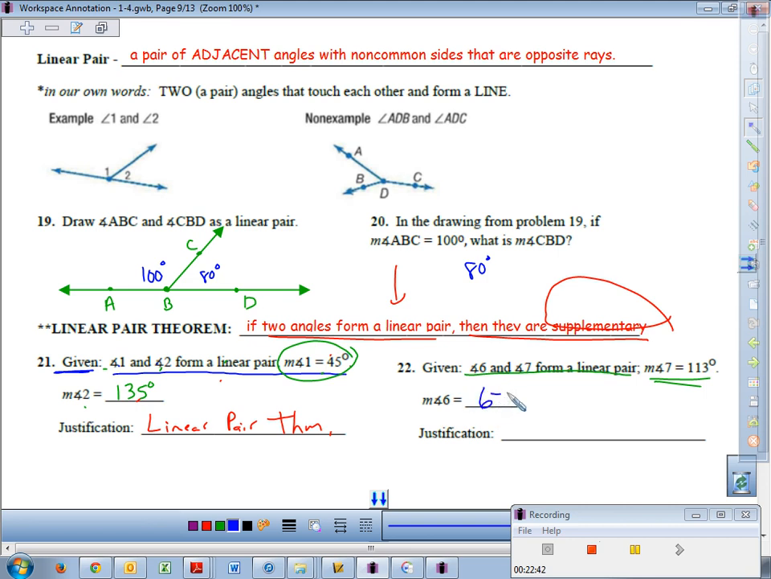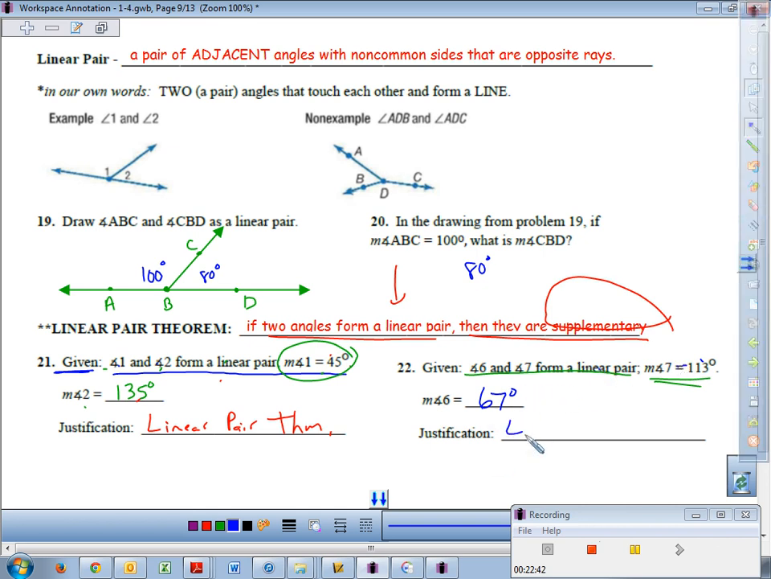67 degrees. How did you get that? Didn't you take 180 minus 113? Right? But we're not going to say why, because they're supposed to add together to be 180. We don't do that. We use either a definition, a postulate, or a previously proven theorem. Do we have any previously proven theorem that says linear pairs are supposed to add up to be 180?